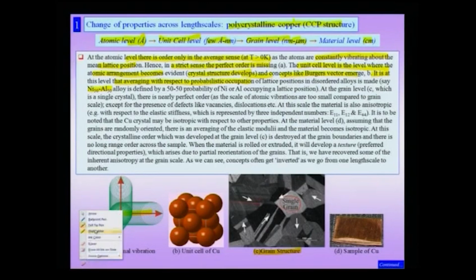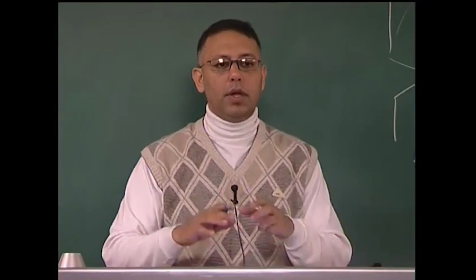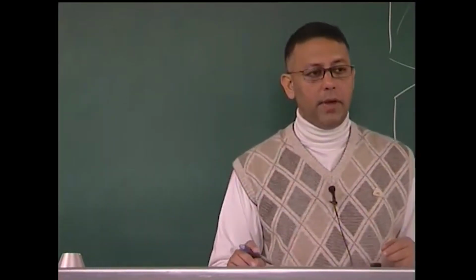At this grain level, which is a single crystalline part of this polycrystalline material, there is nearly perfect order, because the scale of atomic vibrations is too small compared to the scale of the entire grain. The scale of the entire grain could be in the order of, for instance, about 100 microns, while the atomic vibration is less than a lattice parameter. Therefore, at this length scale I can think of the system as being nearly perfect with respect to the disordering which is coming from thermal vibration.